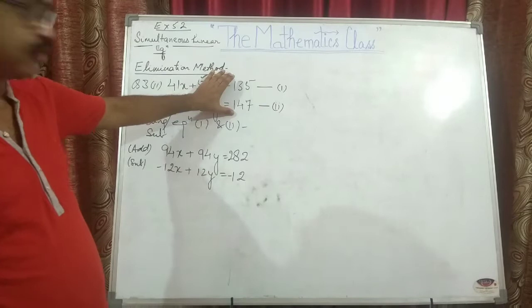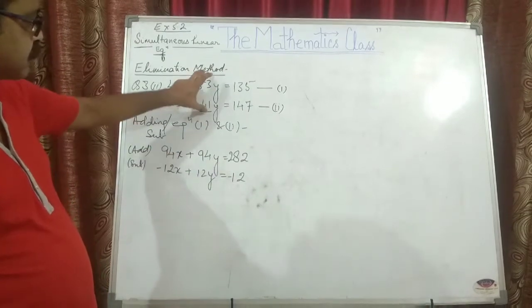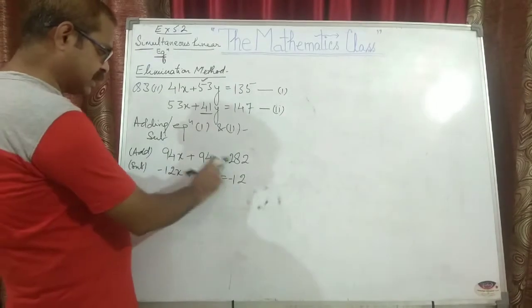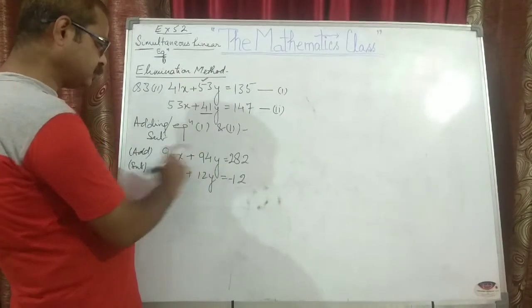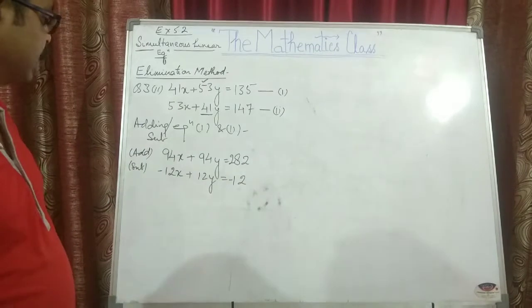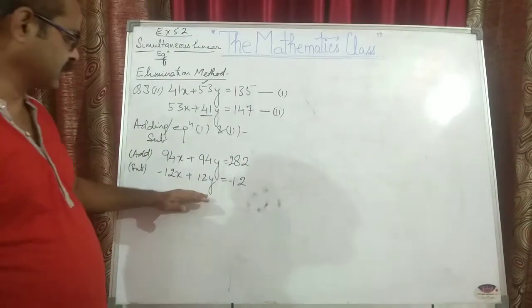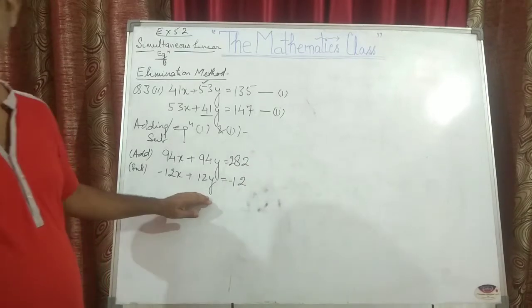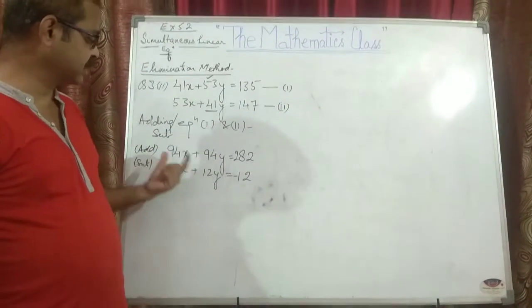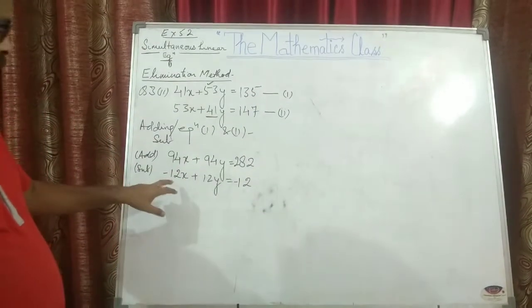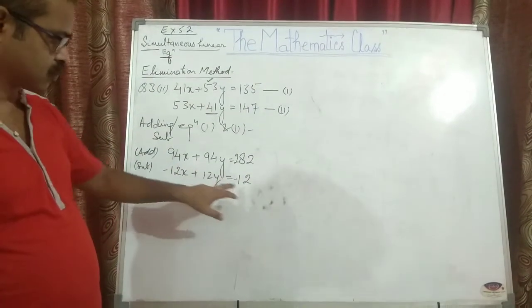Once we added these two equations, we got this value. Once we subtracted these equations, we got this value. Now you can see this total can be divided by 94 and this total can be divided by 12. After adding, it is 94x plus 94y is equal to 282, and after subtracting, minus 12x plus 12y is equal to minus 12.